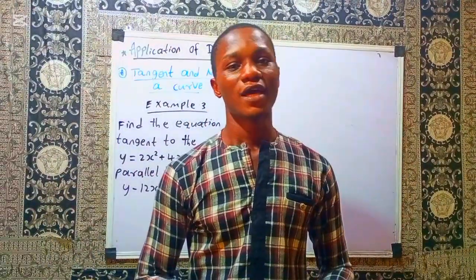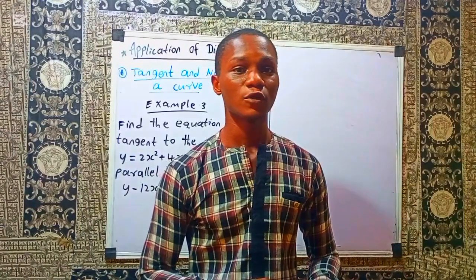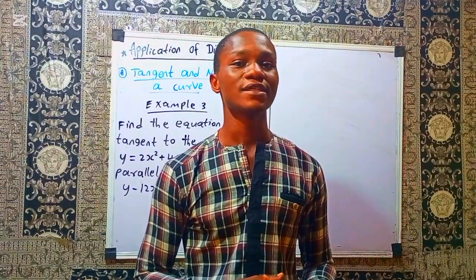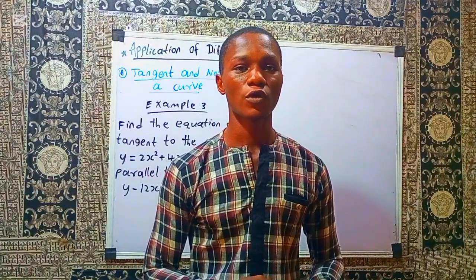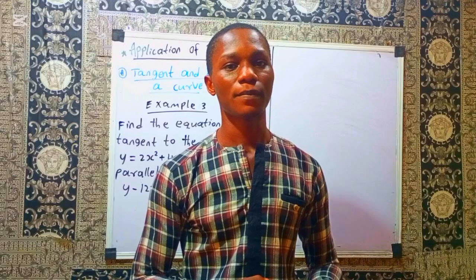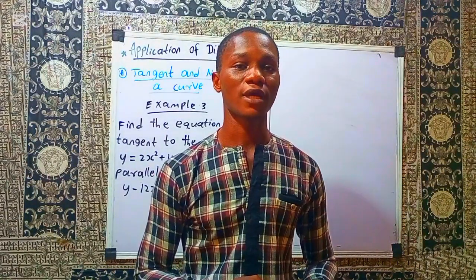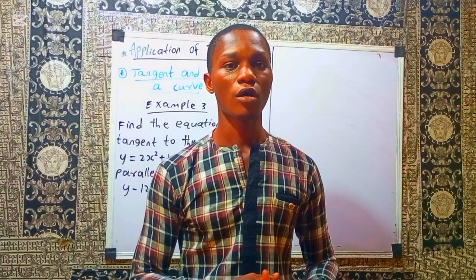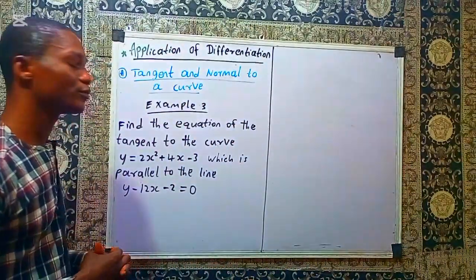This is mathematics class. In our previous classes, we have been considering this topic, equation of normal and tangent to a given curve. And this topic is under the application of what? Differentiation. So we are considering the application of differentiation, and we are looking at the particular part of application of differentiation, which is the equation of tangent and normal to a given curve. And today we are looking at this third example on this very topic. So let's proceed to what we have on the board here.